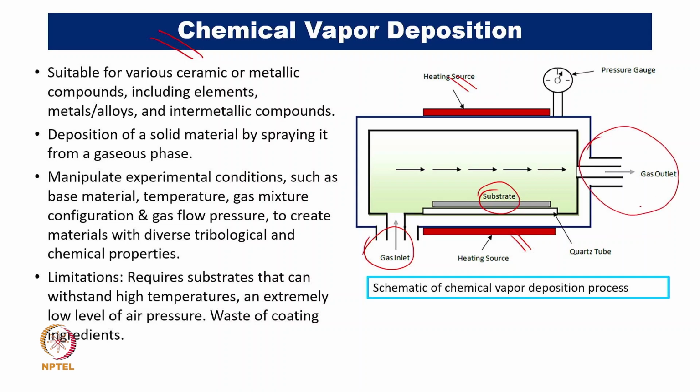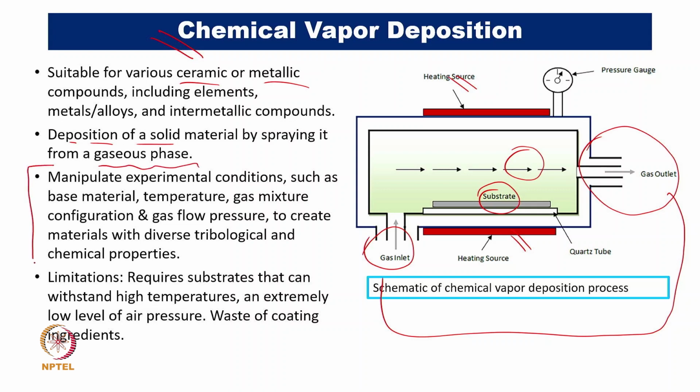Now if it is not utilized fully, then something has to be done to recycle it, otherwise it will cause environmental pollution. We say CVD is suitable for ceramic and metallic components, and in this case deposition is generally done in the gaseous phase.